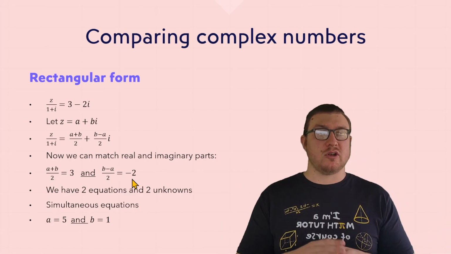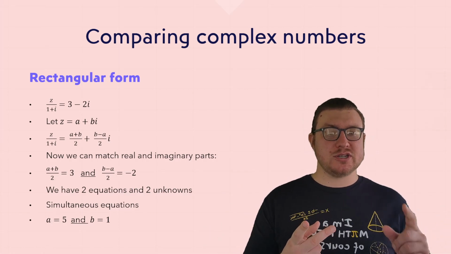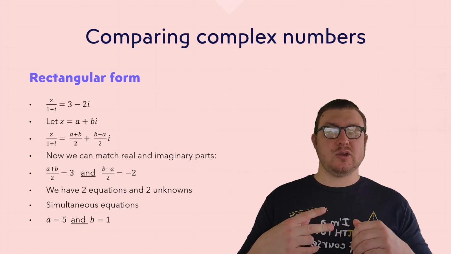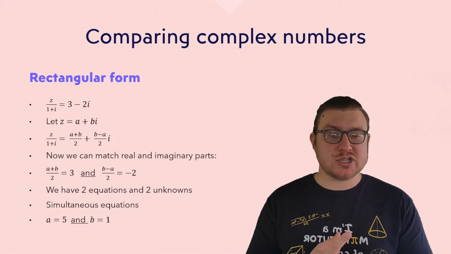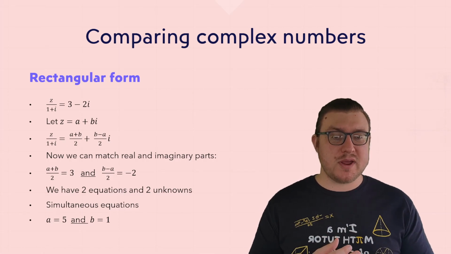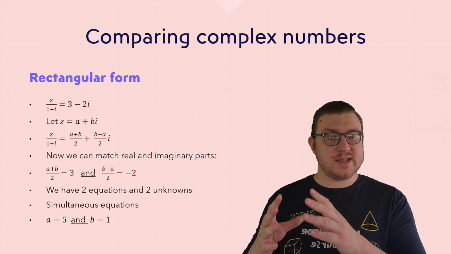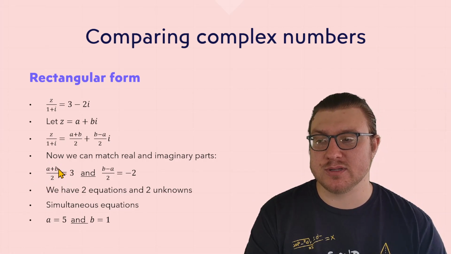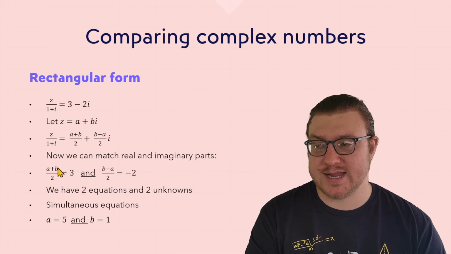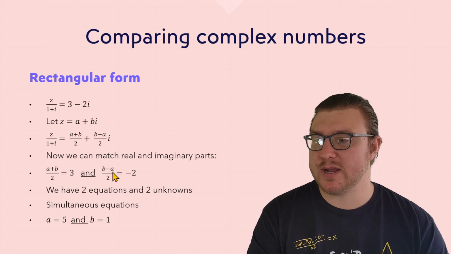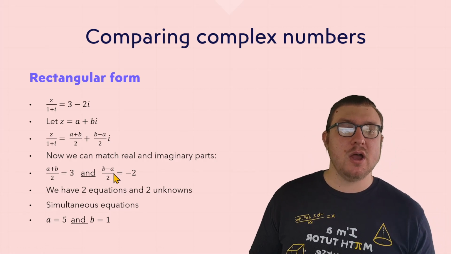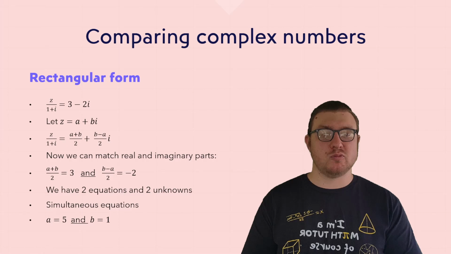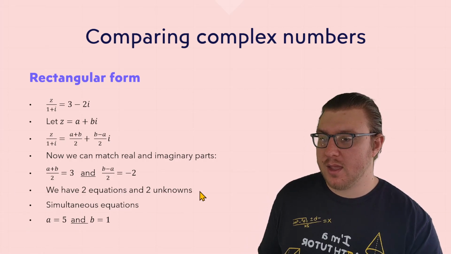You can use your calculator to do simultaneous equations, or you can use the elimination method, or you can do the substitution method. Write one equation as a equals. For example, this one here is a equals 6 minus b, and we can substitute that in there and solve for b. Everything you do here is going to work. Awesome.